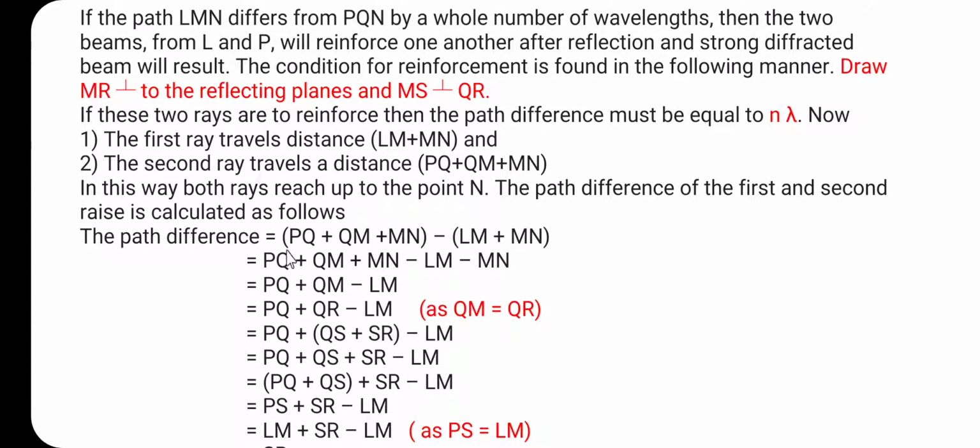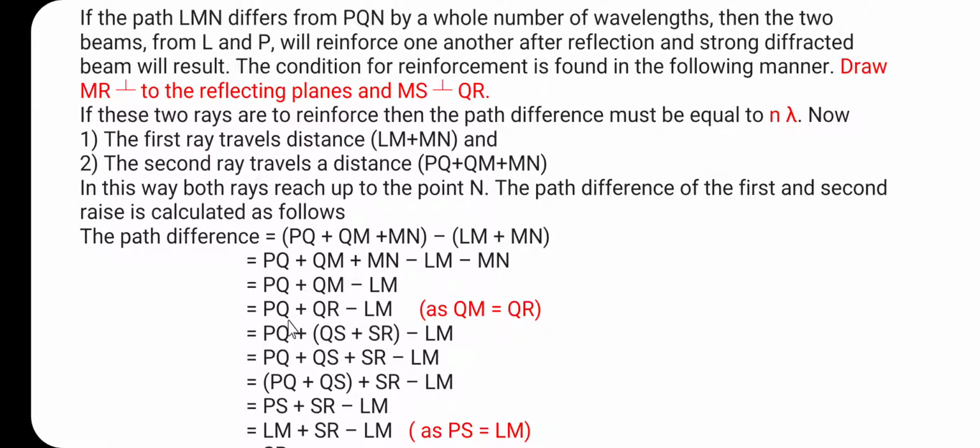The path difference is equal to PQ plus QM plus MN, which is the path of the second ray, minus, in bracket, LM plus MN, which is the path of the first ray. So the path of the second ray minus the path of the first ray is the path difference. This can be written as PQ plus QM plus MN minus LM minus MN. The plus MN and the minus MN cancel, so we can write PQ plus QM minus LM.